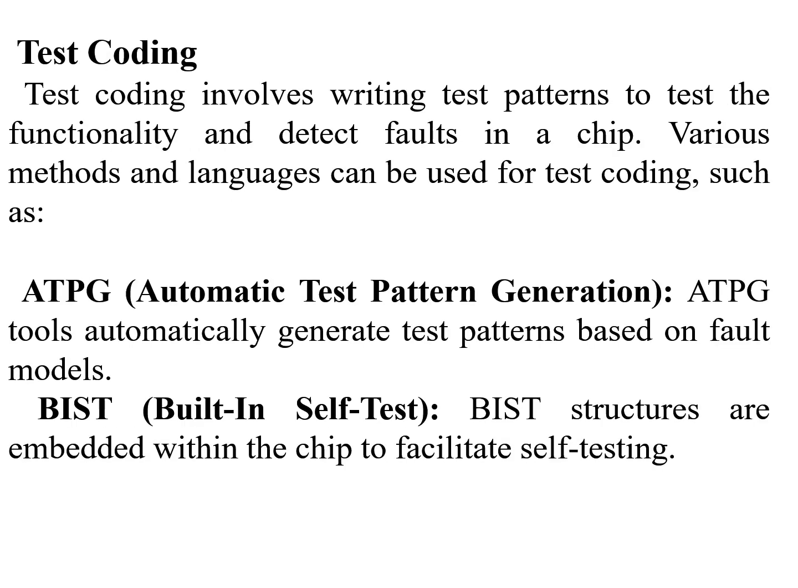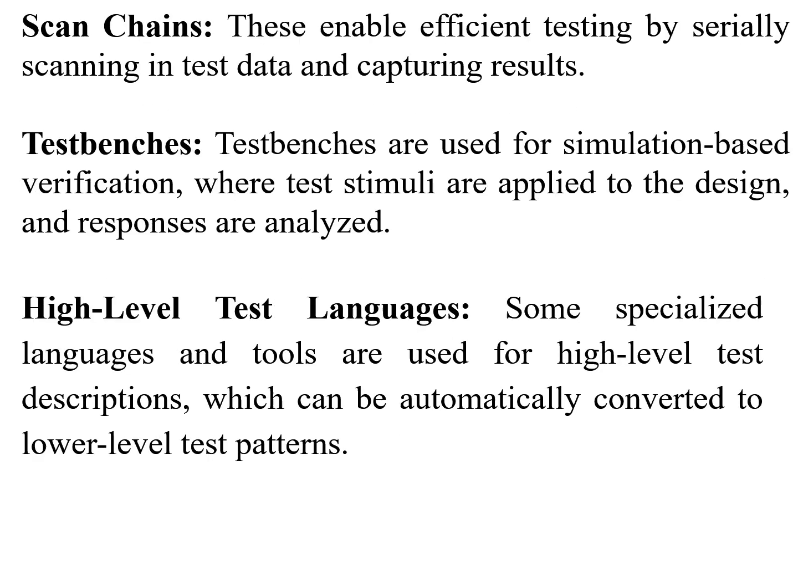Test coding. Test coding involves writing test patterns to test the functionality and detect faults in a chip. Various methods and languages can be used for test coding, such as automatic test pattern generation as well as built-in self-test. In automatic test pattern generation, test tools are automatically generating test patterns based on the fault models, and built-in self-test structures are embedded within the chip to facilitate self-testing.